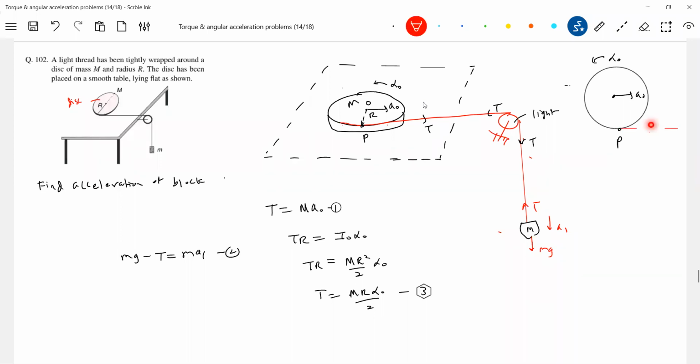Straight away, you have to get into the main part of the problem. What is the acceleration of point P? A naught plus R alpha naught, and that should be equal to, so here AP should be equal to A1, and AP is what? A naught plus R alpha naught. Solving this will get the required answer.